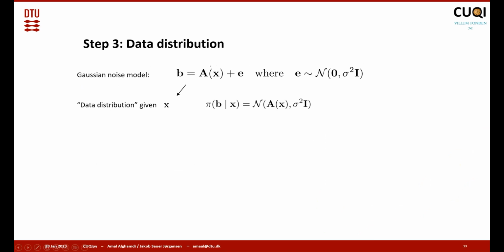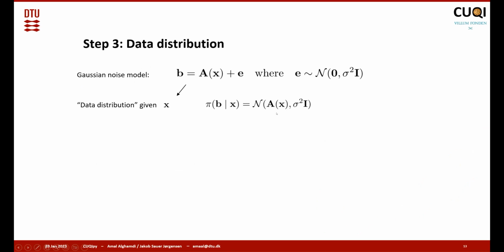The third step is to decide the data distribution. So this is the common formulation that we have when we have additive Gaussian noise. The data that we measure is the model outcome plus the noise.